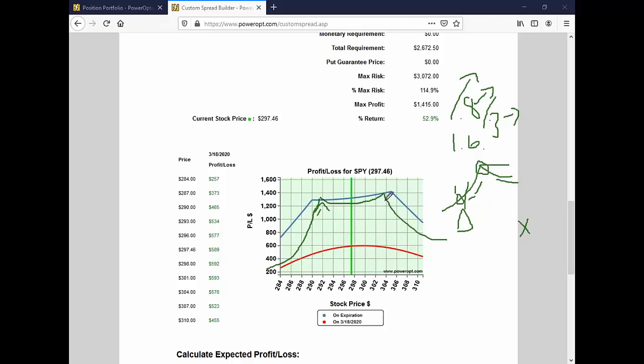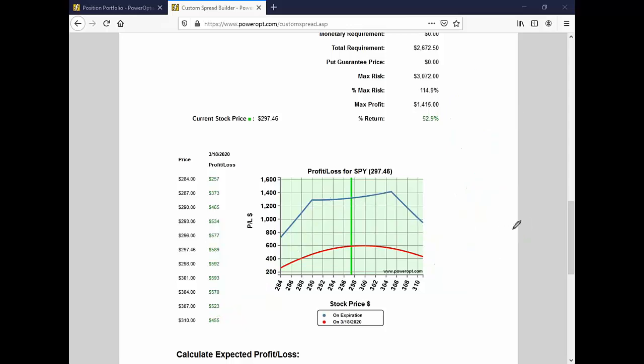Double diagonals are like an iron condor, where I want the stock to stay in between here, but a prominent discussion of management for this strategy, to avoid large leverage losses and wild market swings, is to remain delta neutral.